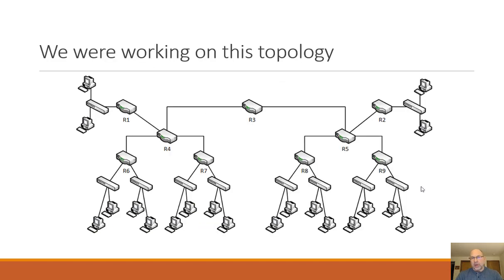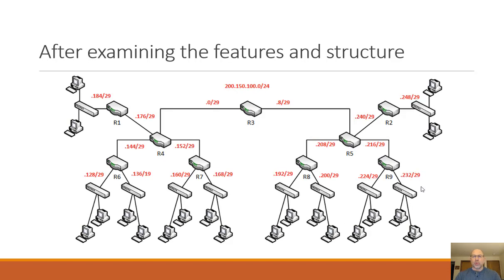So this was the topology that we were working on. If you got to this point and you didn't see what we did before, maybe you should go back. But we've got 9 routers, 18 networks, lots of point-to-point links. We've got networks with hosts on them, and so on and so forth. And here is where we left it, right?